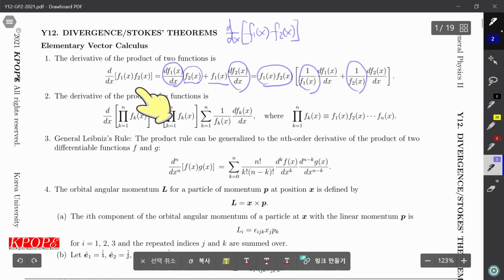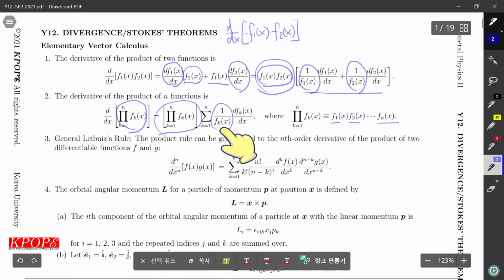If we extend this relation to the product of n functions, so the product of f1, f2 to fn, then the derivative of this product of n functions can be computed as the product of the n functions times a summation over k that runs from 1 to n, of 1 over fk and the derivative of that function.